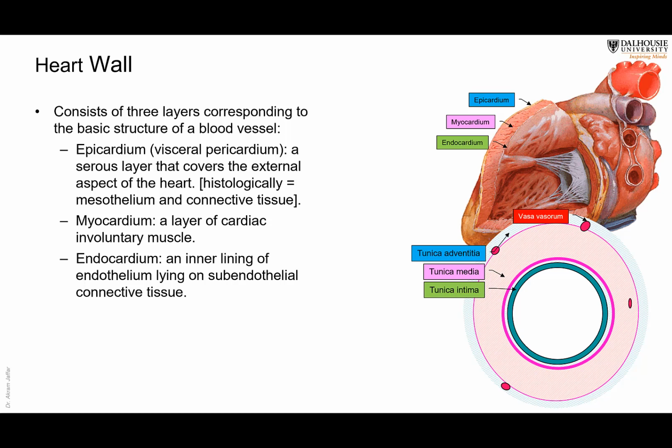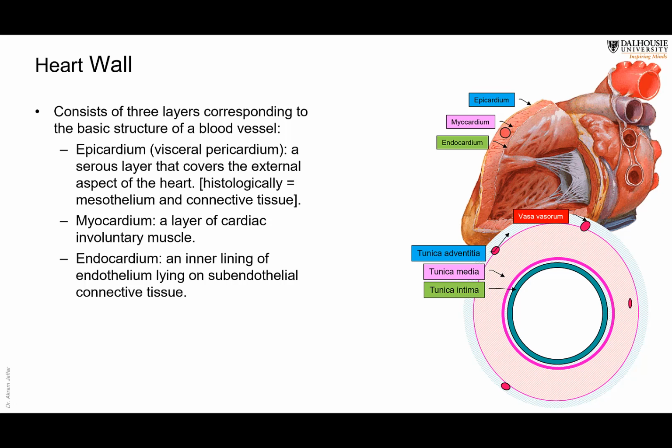The wall of the heart consists of 3 layers. You are going to study this in histology, I hope. It's the same as a distended blood vessel. There are 3 tunics: tunica interna, tunica media, and tunica externa. Again, in the heart, we have an endocardium. It's lined with simple squamous epithelium and some subendothelial connective tissue.